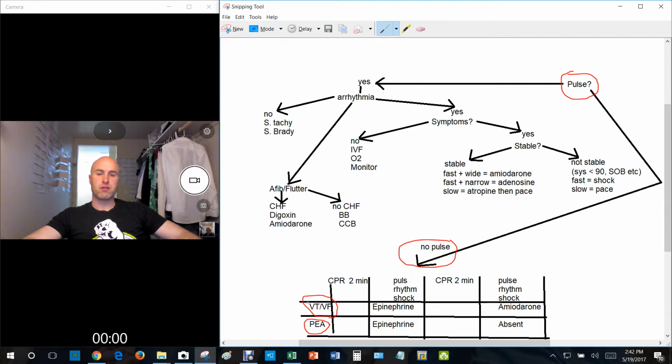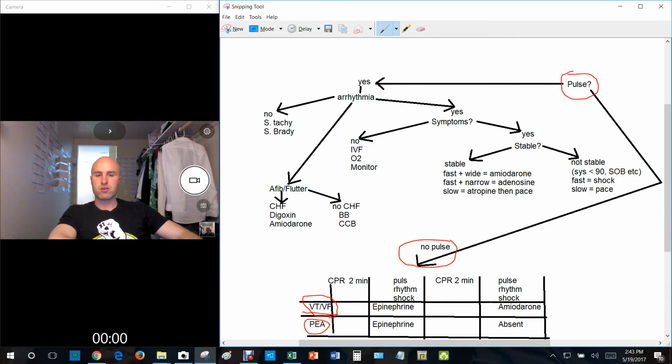In the case of ventricular fibrillation or ventricular tachycardia, you don't give the epinephrine every time. You do epinephrine, and then you do amiodarone, and then you do epinephrine, and then you do amiodarone. So you go 2 minutes epinephrine, 2 minutes amiodarone, 2 minutes epinephrine, just kind of follow that pattern.